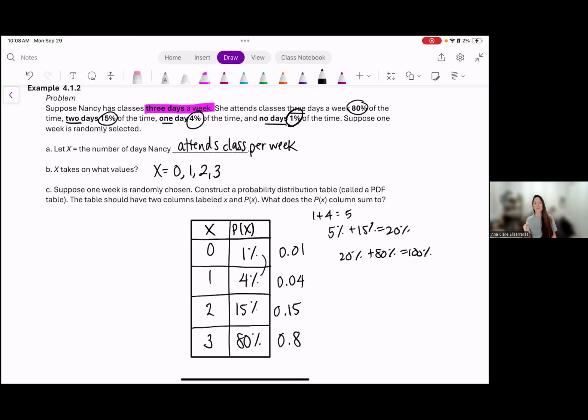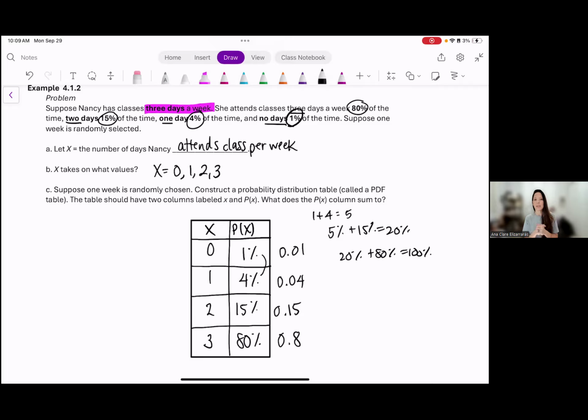And if I added the decimals, 1/100th plus 4/100ths is 5/100ths, 5/100ths plus 15/100ths is 20/100ths, and 20/100ths plus 80/100ths is 100/100ths. So the probabilities as a percent add up to 100, and the probabilities as a decimal add up to 1. So this is how you would determine whether a discrete random variable is a probability distribution function, and you can list the probabilities on one side, the values it takes on, and then we can go ahead and perform calculations with this, such as what is the probability that Nancy attends class 1 day a week?